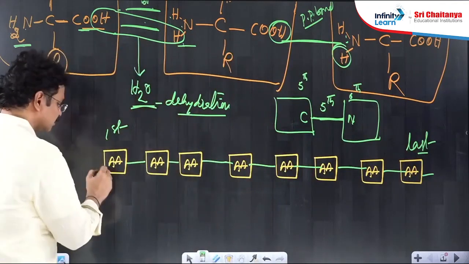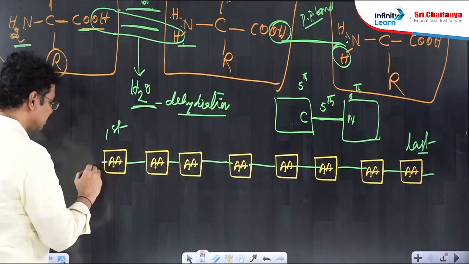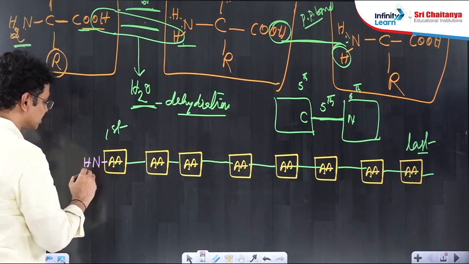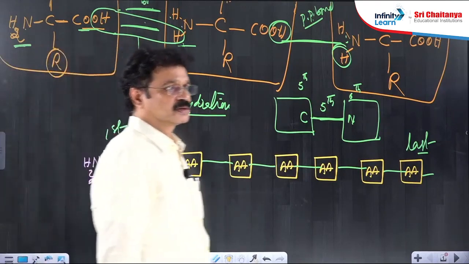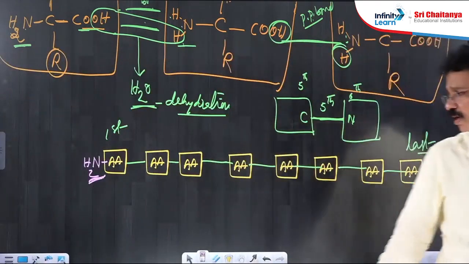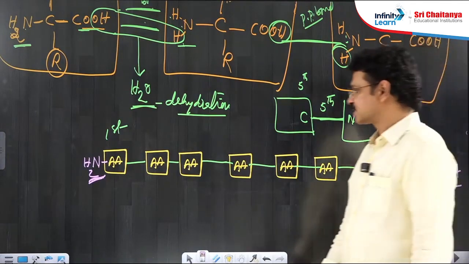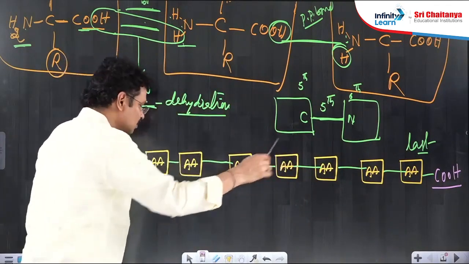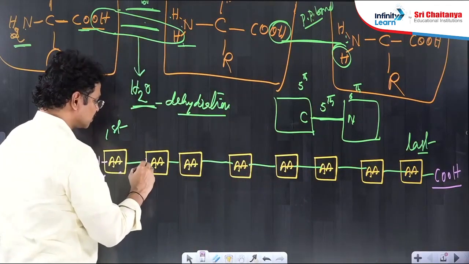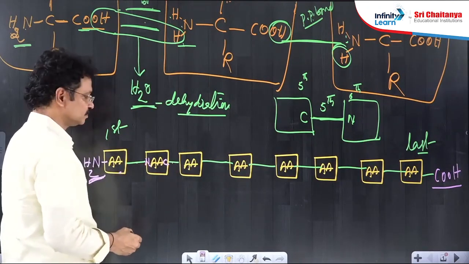In this chain, especially at the first amino acid, the amino group is free, not engaged with any kind of peptide bond. Whereas in the last amino acid, the carboxyl group is free. Except for the first and last amino acids, in all the remaining amino acids both the amino group and carboxyl group are engaged with two different peptide bonds.